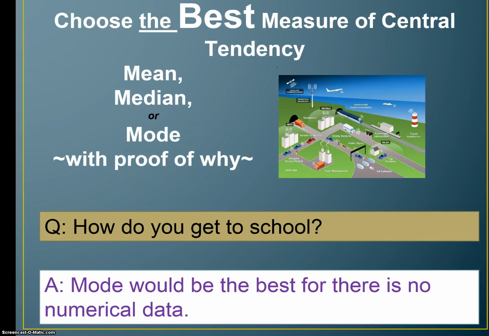How you get to school. If you're thinking about planes, trains, automobiles, how you get to school, the best choice would be the mode. If you wanted to see how most people get to school, you're going to be using the mode because there would be no numerical data. They would choose on a survey, like bus, plane, train.